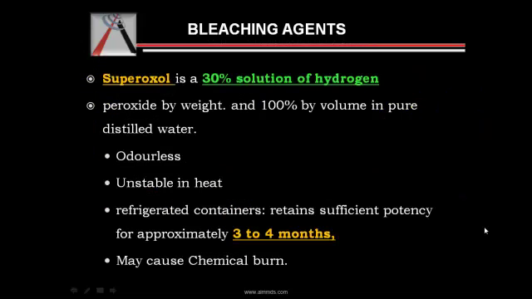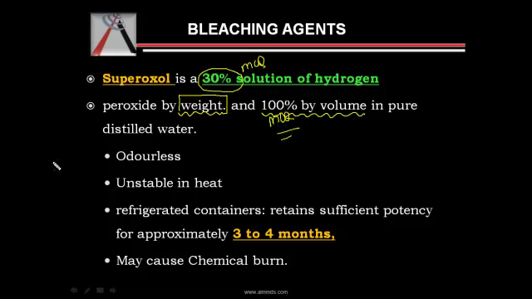Next, we'll be talking about the bleaching agents which are used in the process of bleaching. In that, the most common and the most important one is superoxol. Superoxol is a 30% solution of hydrogen peroxide by weight. Now, this point that it is by weight is important. When we consider it by weight, it is a 30% solution of hydrogen peroxide in distilled water. But if we consider it by volume, it is 100% by volume in distilled water. Now both these are MCQs.